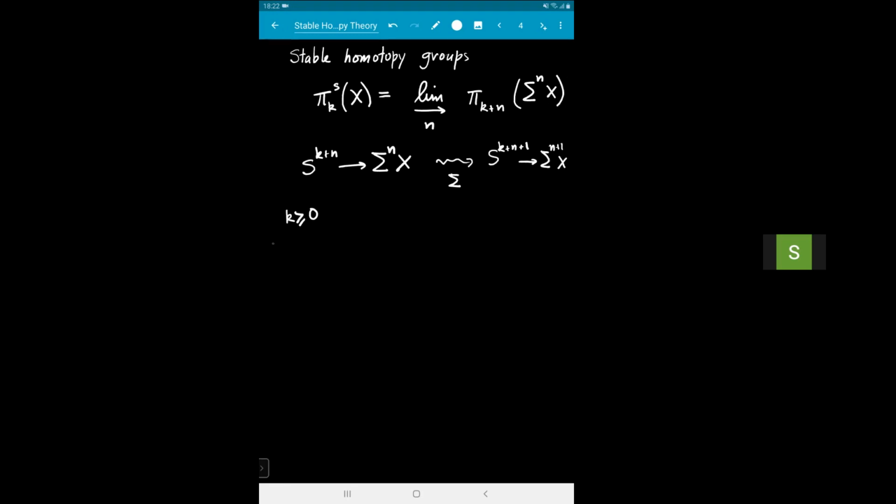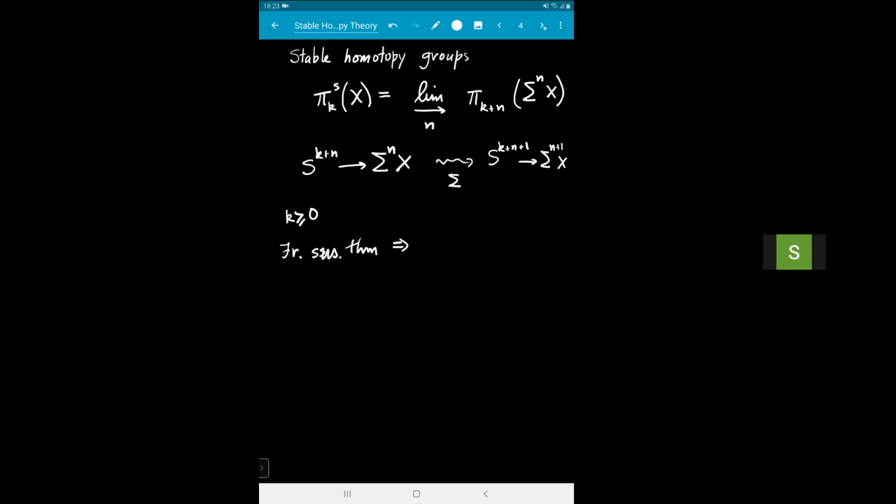see that the Freudenthal suspension theorem implies that after a point this will just give isomorphisms. So the value of this stable homotopy group, in some initial phases it will change. These pi k plus n sigma n x will change, but for every k there will be an n after which this will be constant.